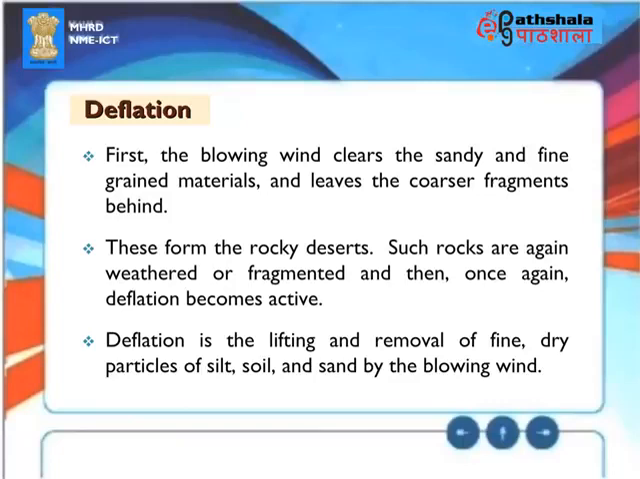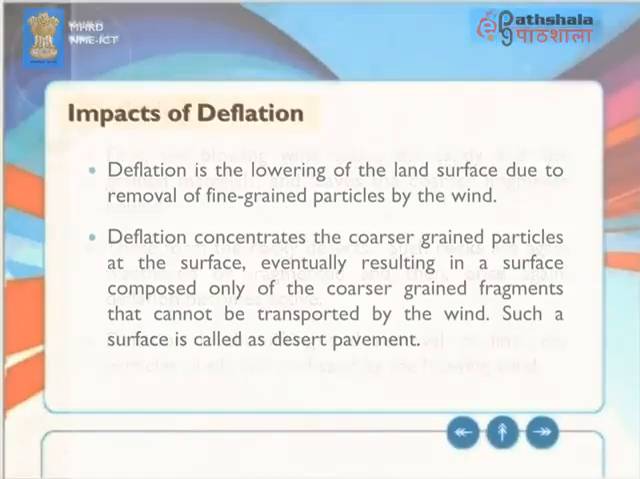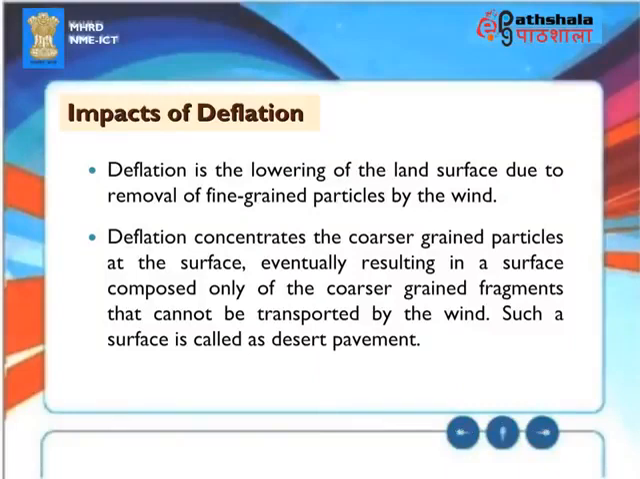Such rocks are again weathered or fragmented, and then, once again, deflation becomes active. Deflation is the lifting and removal of fine, dry particles of silt, soil, and sand by the blowing wind. Impacts of deflation. Deflation is the lowering of the land surface due to removal of fine-grained particles by the wind. Deflation concentrates the coarser-grained particles at the surface, eventually resulting in a surface composed only of the coarser-grained fragments that cannot be transported by the wind. Such a surface is called desert pavement.